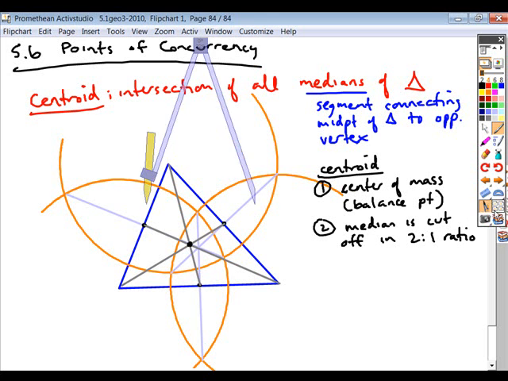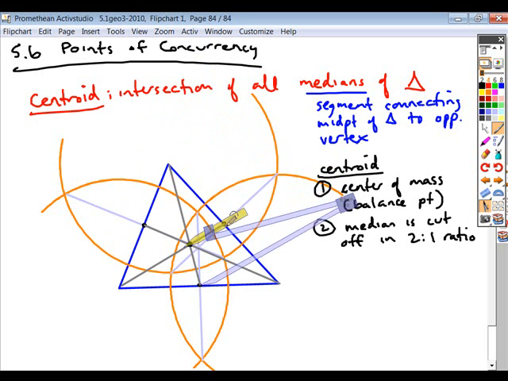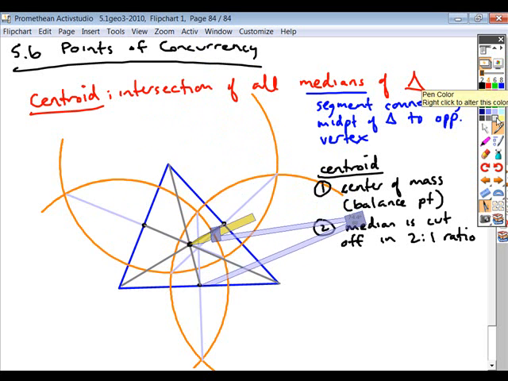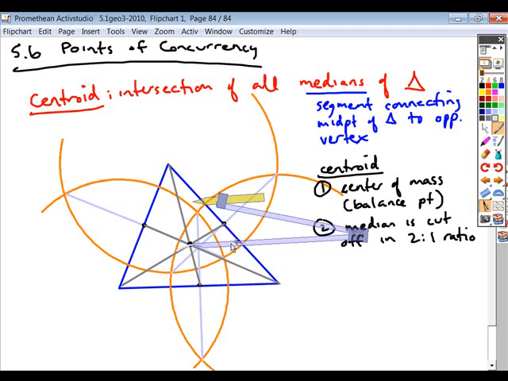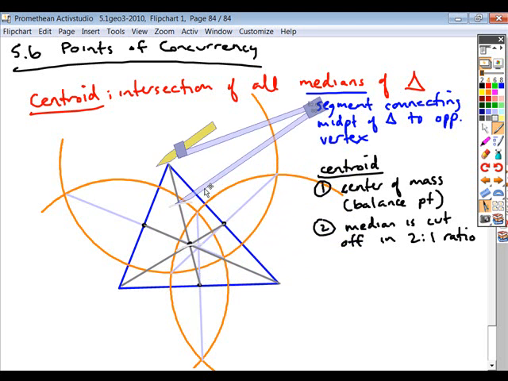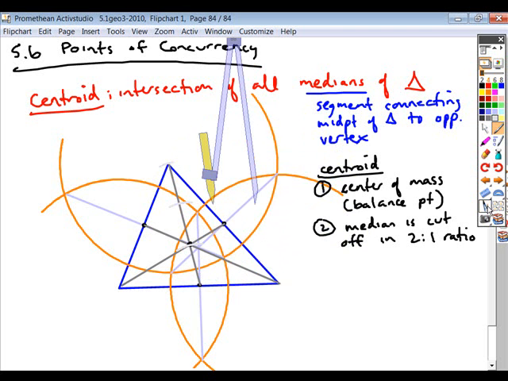If we take our compass and we measure the distance of the lower part of a median, it's going to be hard to see because I'm using a light color, but here's the length. That means that this upper part should be exactly twice this length. So if we measure that, 1 and then 2, okay, we are able to see that it is in fact consistent with this ratio. We're able to construct to demonstrate that the upper portion is twice the length of the lower portion.